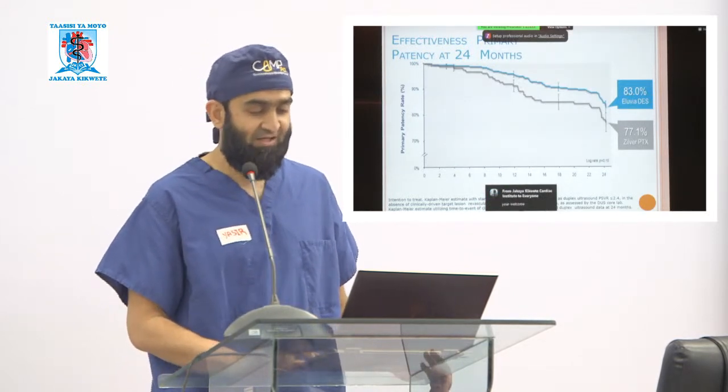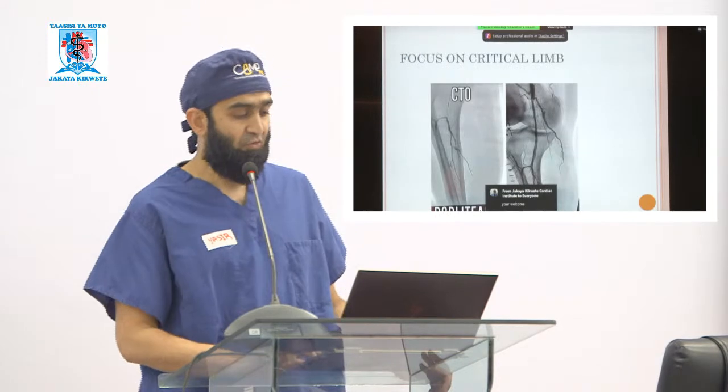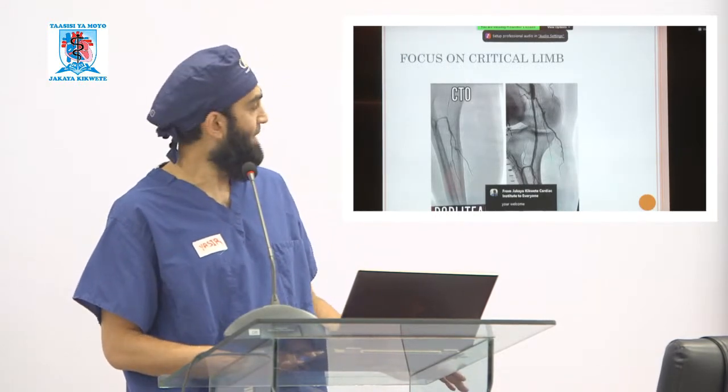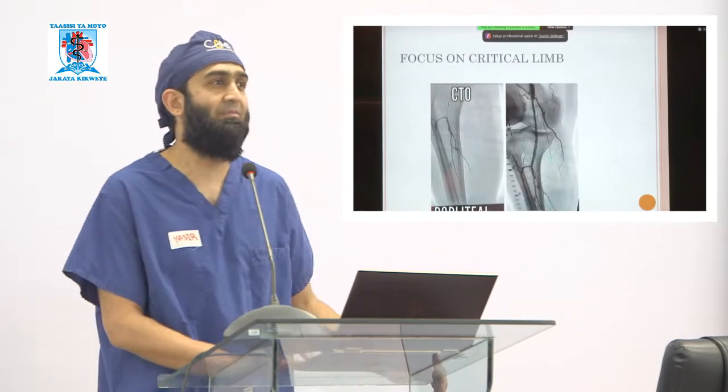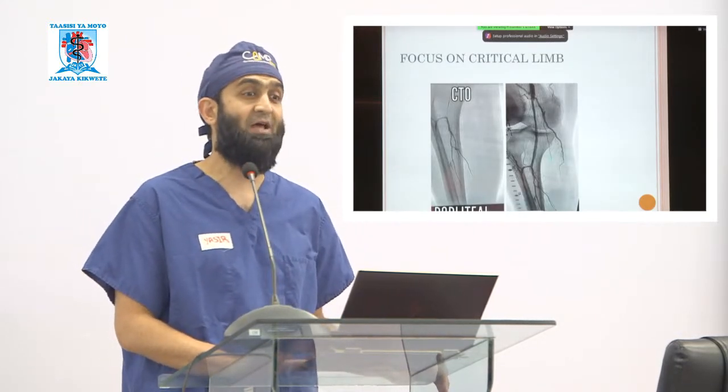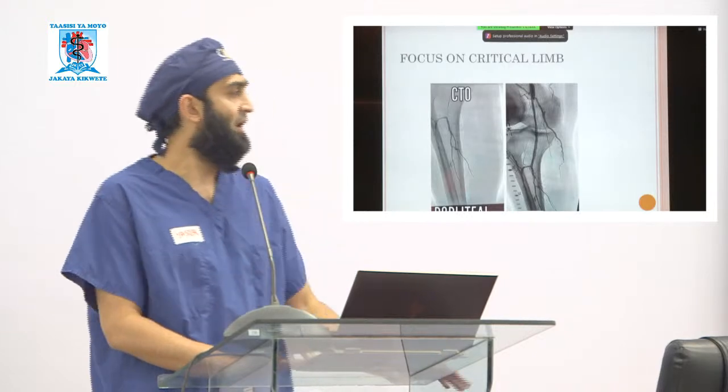So stenting is not the ultimate solution. We'll just focus a little on critical limb. This is just a picture of a popliteal, the before and after picture, where it was completely occluded at the popliteal, and after atherectomy and balloon angioplasty only, it looks much better.